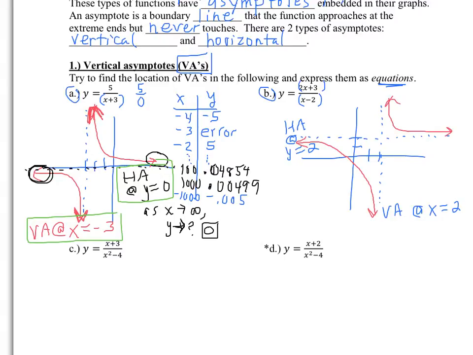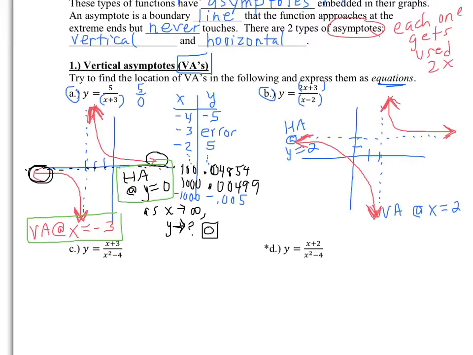Keep in mind, notice how each asymptote gets used twice. So the horizontal one gets used on this end and on this end. The vertical one gets used up here and down there. So each asymptote gets used 2 times in a graph.